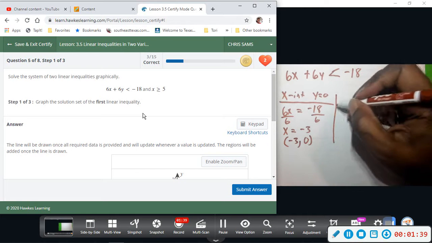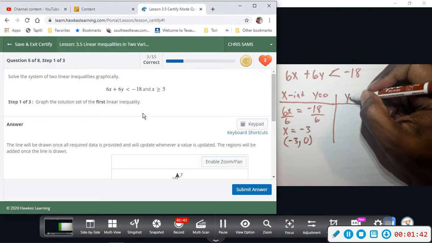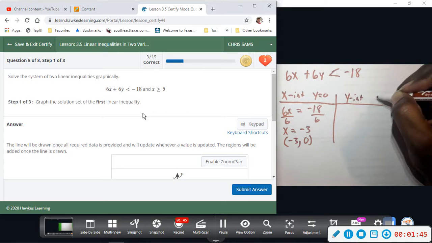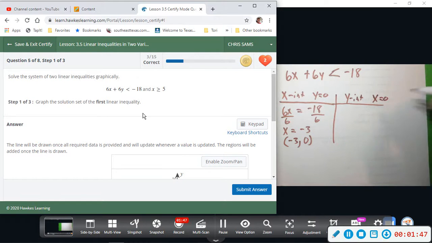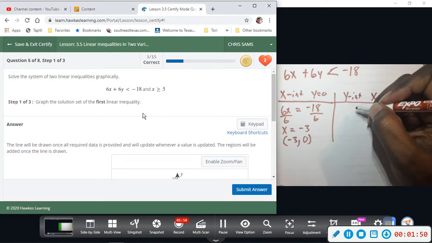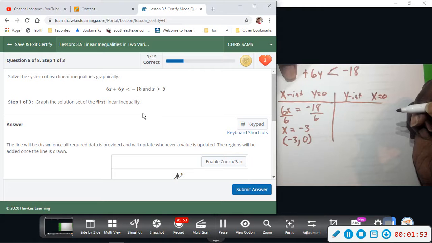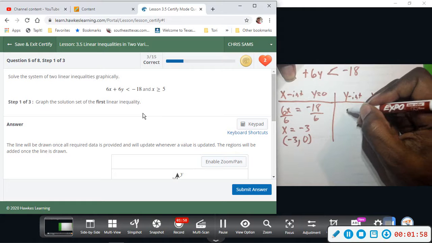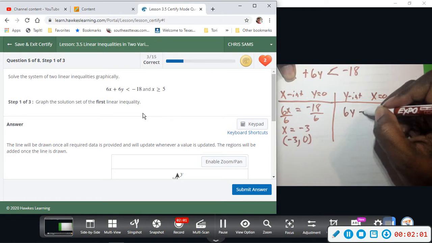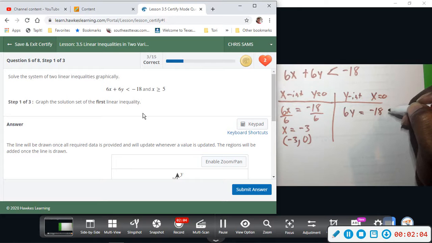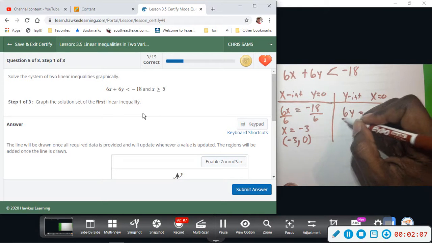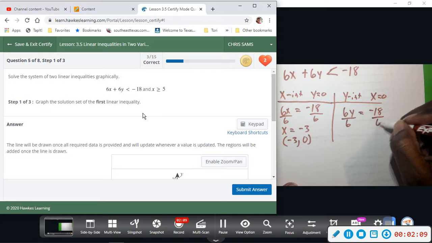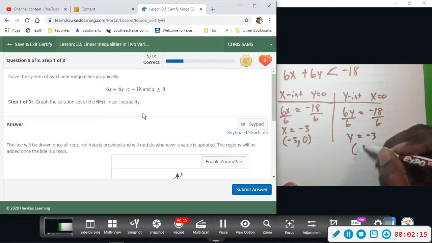Alright, and then we'll do the y-intercept. This time x is 0. It's always the opposite. So when x is 0, you just get rid of that term. You're left with a positive 6y equals negative 18. It's almost the same thing. 6y equals negative 18. Divide by 6, and we get y equals negative 3. So this ordered pair, x is 0 this time, and y is negative 3.